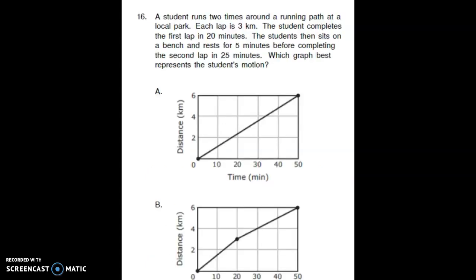A student runs 2 times around a running path at a local park. Each lap is 3 kilometers. The student completes the first lap in 20 minutes. The student then sits on a bench and rests for 5 minutes before completing the second lap in 25 minutes. Which graph best represents the student's motion?